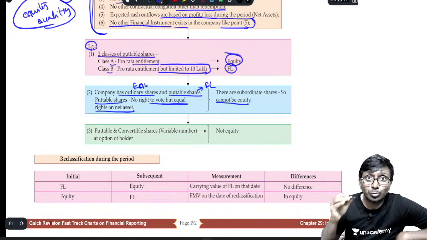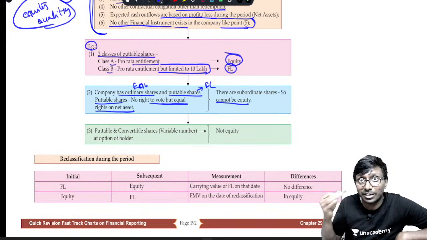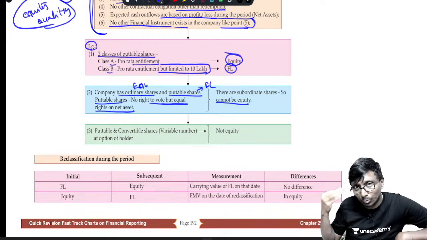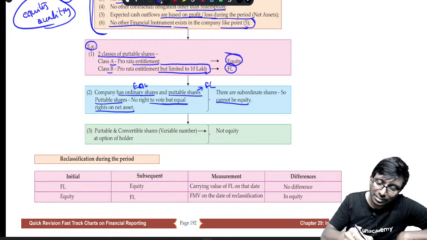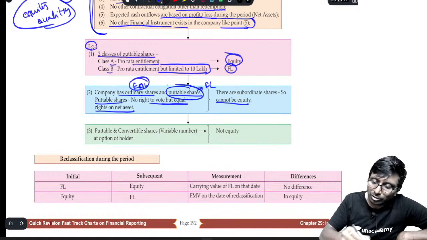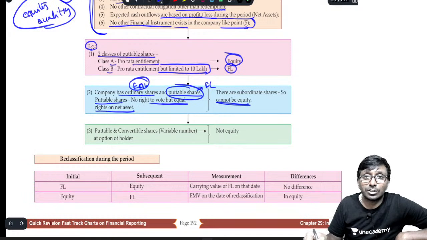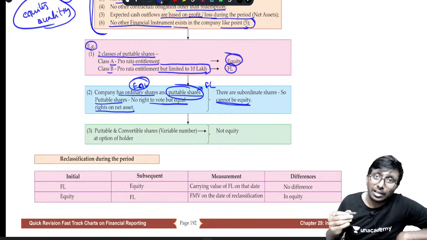I told you, you should be the last person. There should not be any subordinate to you. You should be subordinate to everybody, means you are the last person. But here ordinary shares are also there, no? Then ordinary shares will be called as equity, and puttable instruments cannot be called as equity. That should be called as a liability.